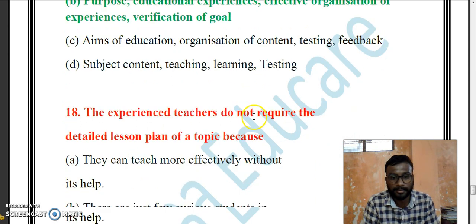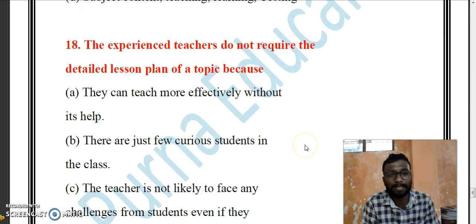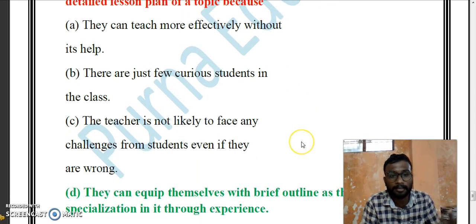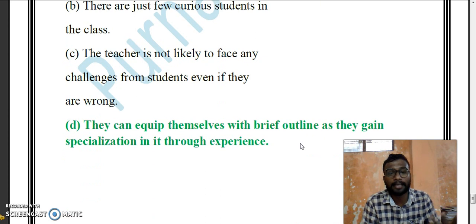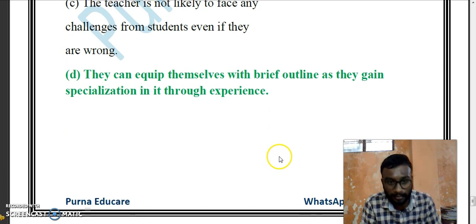Right? Yes. The experienced teacher does not require the detailed lesson plan of a topic. An experienced teacher has got habituated to teaching since many years. So generally a lesson plan is not required, they can equip themselves with a brief outline as they again specialize throughout the experience. Not really required, right?